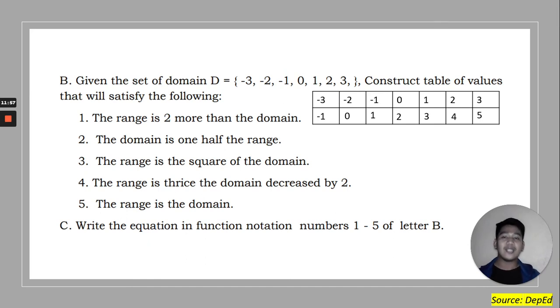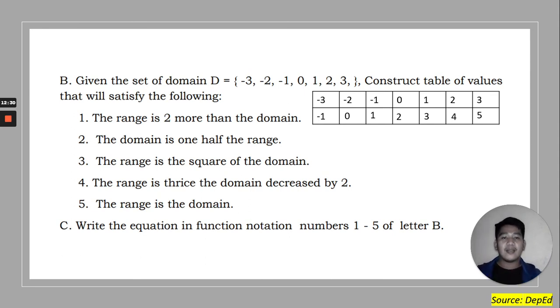The same goes for number 2, 3, 4, and 5, we just need to follow the instructions. Number 2, the domain is half the range, so you just need to multiply it by 2 since the domain is half the range. Number 3, the range is the square of the domain, so we just need to get the square of the domain. Then number 4, the range is thrice the domain, decreased by 2. Just follow the instruction.